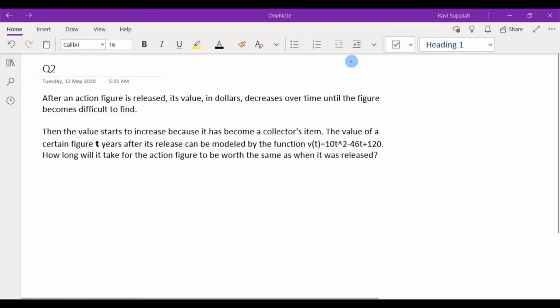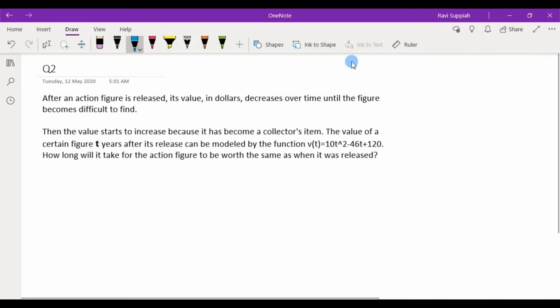All right, let's look at this quadratic question over here. We are told that after an action figure is released, its value in dollars decreases over time until the figure becomes difficult to find. Then the value starts to increase, because it has become a collector's item. The value of the certain figure t years after its release can be modeled by this function here.